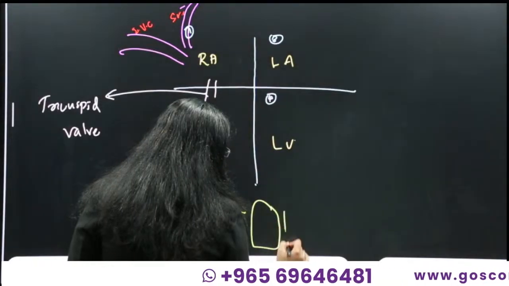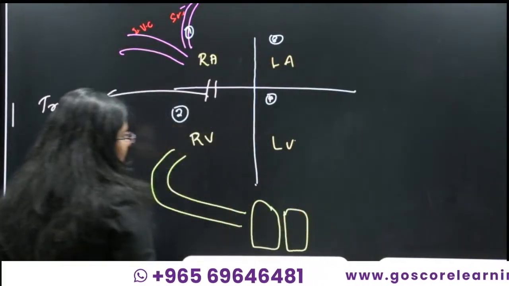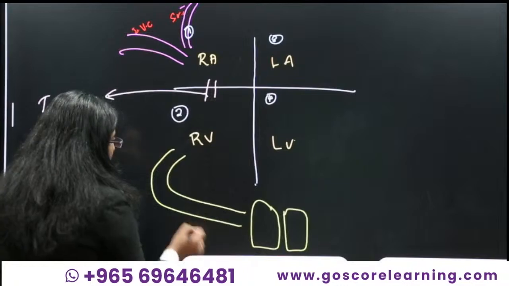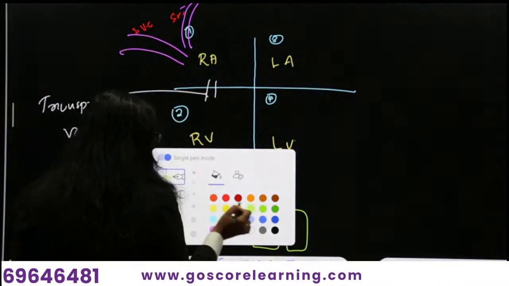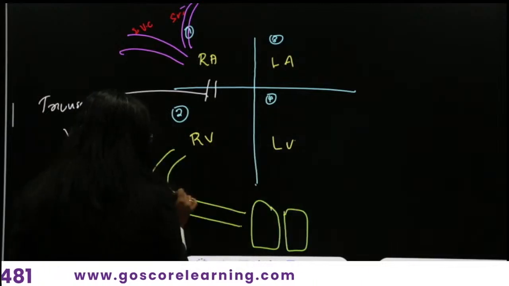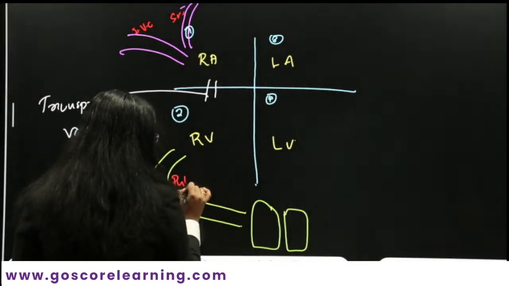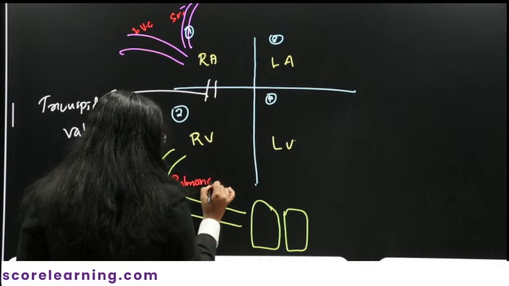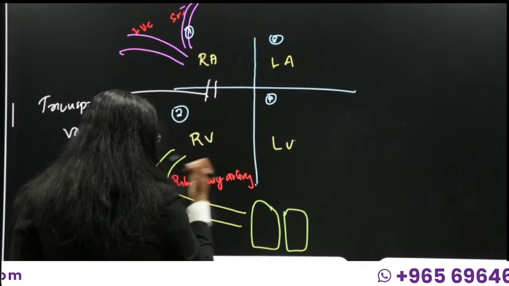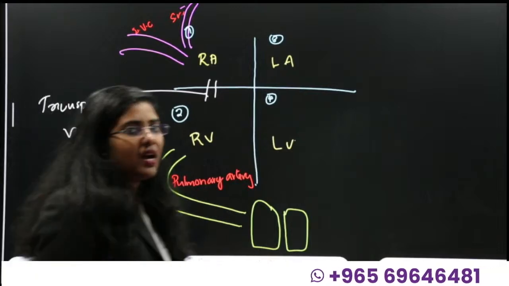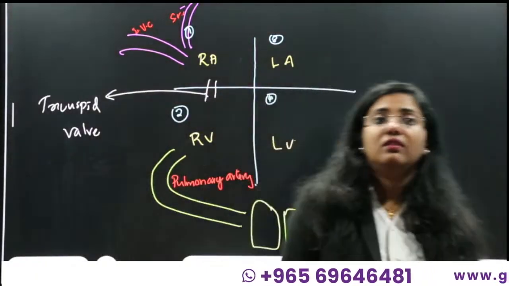Okay, moves to the lungs. Okay, so what is this known as? This is known as pulmonary artery. So we could say pulmonary artery is the only artery which carries the deoxygenated blood.